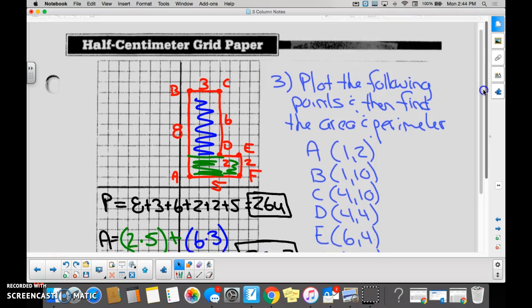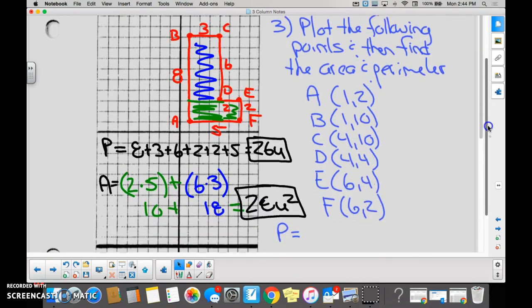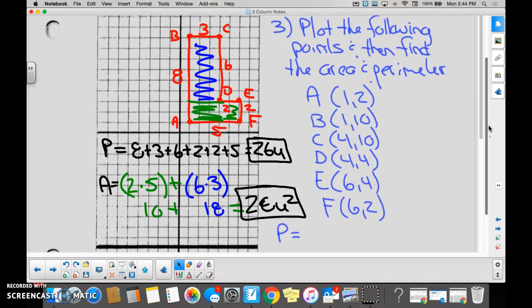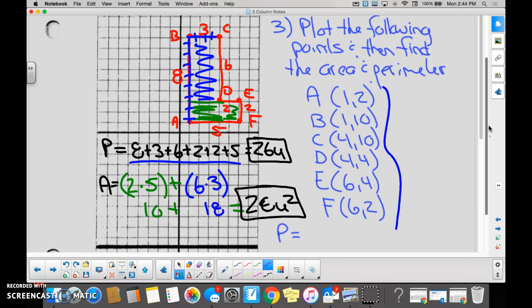Plotting points is not a difficult concept for you, is it? No. You guys are able to plot these points right here very easily, I hope. Okay, so once we plotted the points, we just found the distance around the outside of this shape. From A to B, it was 1, 2, 3, 4, 5, 6, 7, 8. From B to C, it was 1, 2, 3, and so on. Added them all up, and we got 26 units.